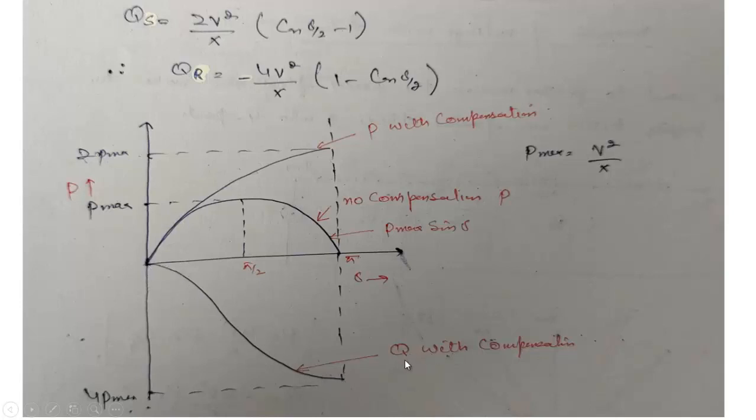You can see Q with compensation will be this much, so its maximum value will be equal to 4 P max. What I mean to say is that even if we have increased the P max to twice P max, simultaneously we have to increase the Q also. That is what I am telling you time and again, that we need to have an independent control. Till now we have dependent control. When we increase the P, Q also has to be increased.